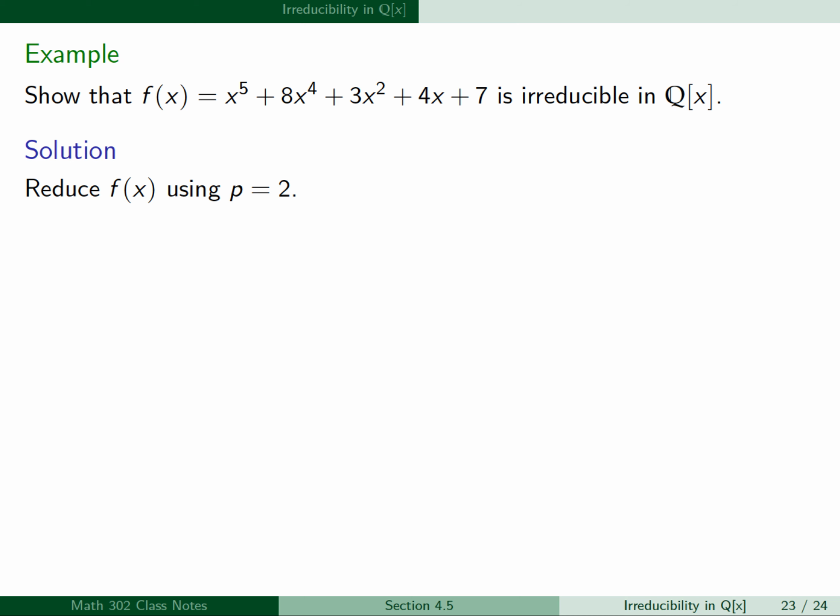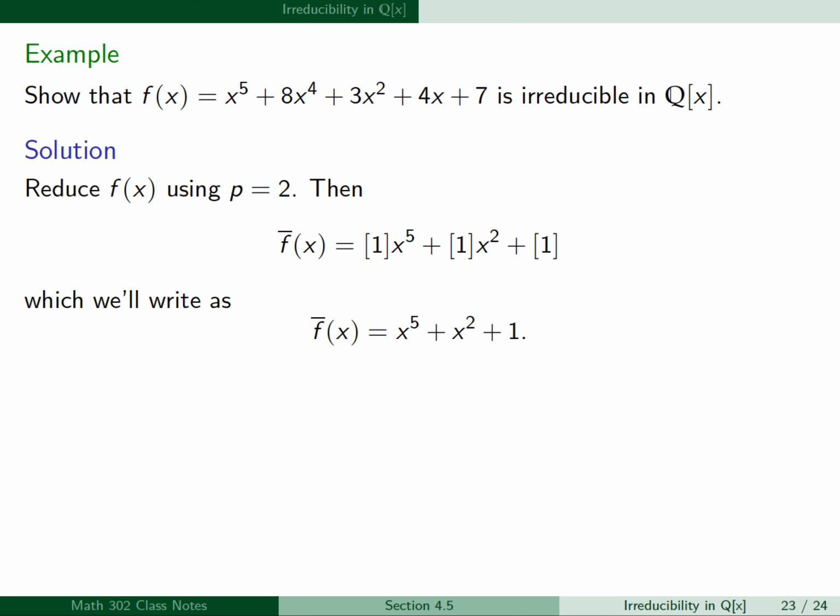So we'll reduce f of x using the prime p is equal to 2. Then f bar of x is the polynomial 1x^5 plus 1x^2 plus 1. So the coefficient of x^4 is 8, and in Z_p, 8 will reduce to 0. The coefficient of x of f of x is 4, which in Z_2 will reduce to 0. And we'll just write f bar of x without the bracket notation. So f bar of x is x^5 plus x^2 plus 1.